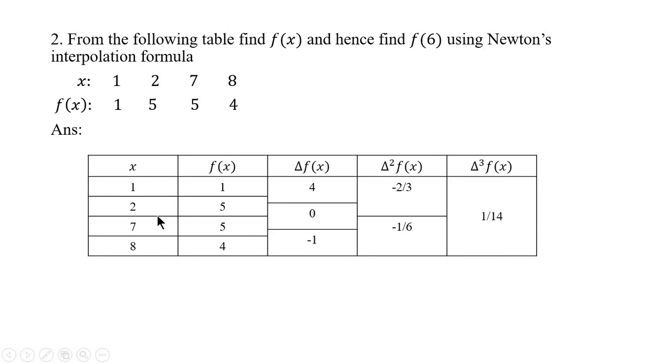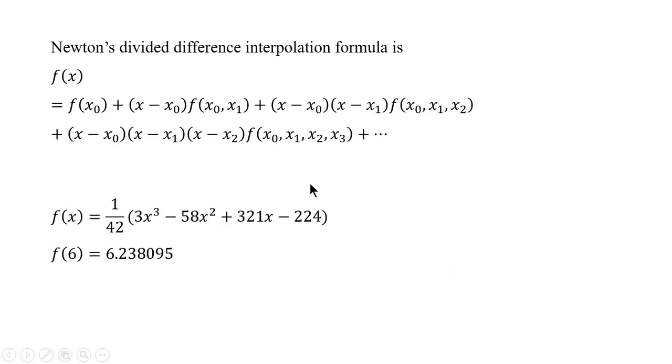We have constructed the divided difference table. Now, using the divided difference interpolation formula, we have substituted the values and we got a polynomial. But we need f of 6. Put x equal to 6 here. There are two questions here. First, we have to construct the polynomial and then we have to use that polynomial to find f of 6. So, put x equal to 6, we got the value of 6.23.